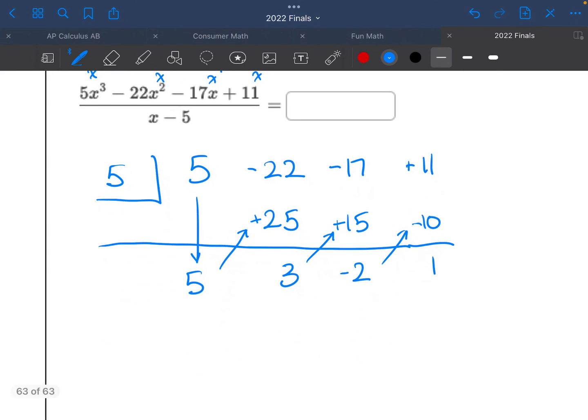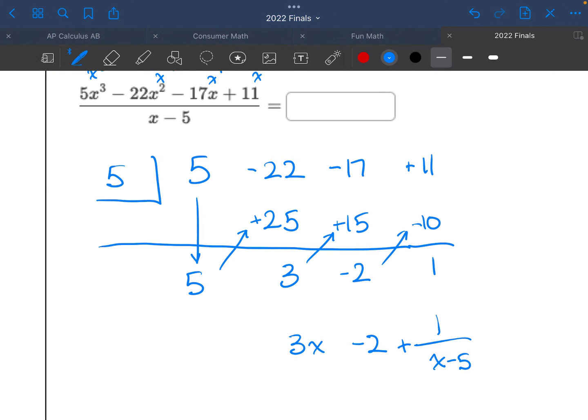All right, so that last number is always going to be divided by this x minus 5. So I have 1 over x minus 5. And then I have a -2, and then I have a 3x, and then I have a 5x squared, and I have no x cubed term right here, so that is just it. That's my final answer.